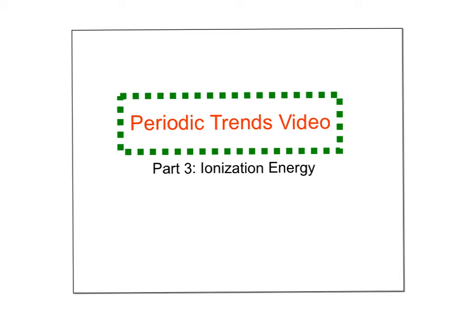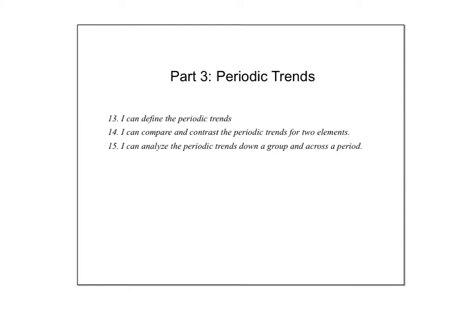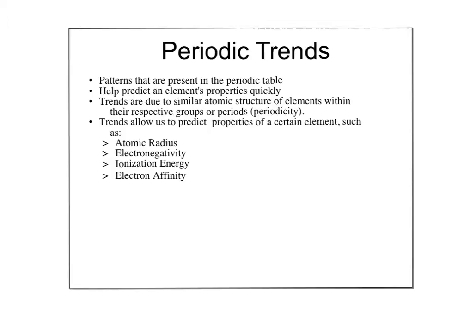I've got part 3 of the periodic trends video, and this one's all about the periodic trend called ionization energy. Just a quick recap, our goals are to define the trend ionization energy, compare and contrast higher and lower ionization energy for two elements, and then know the pattern for ionization energy across a period and down a group and be able to explain why.